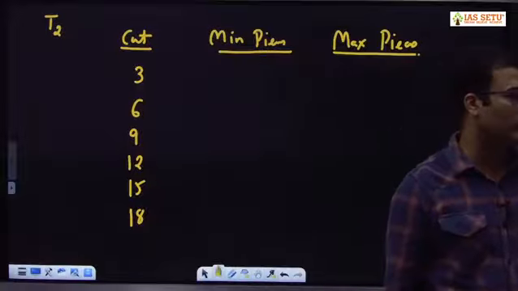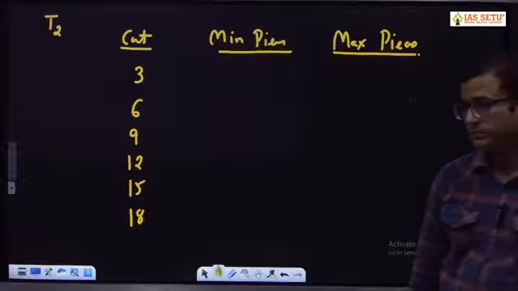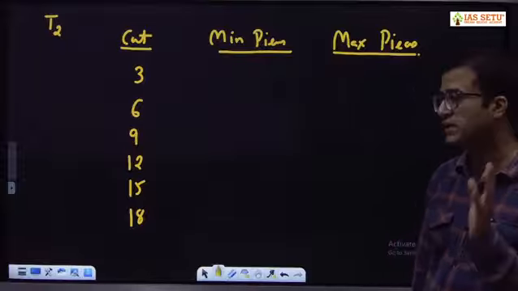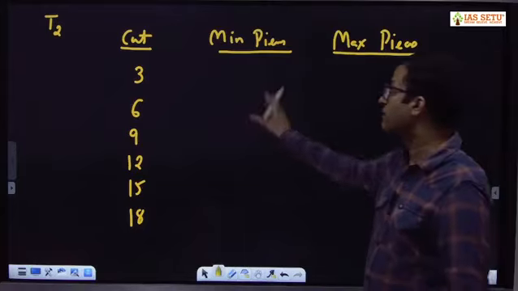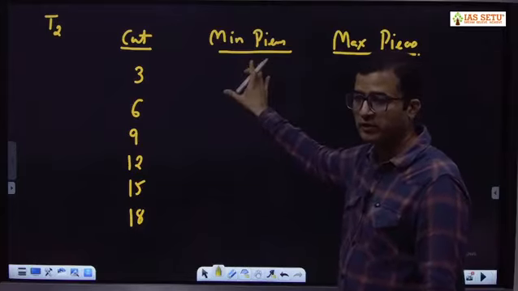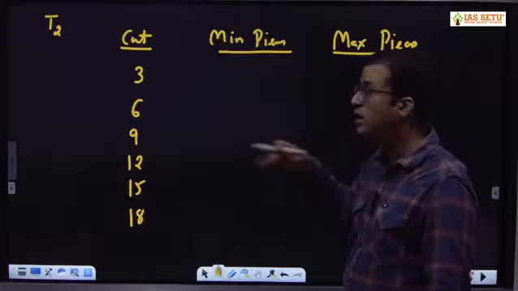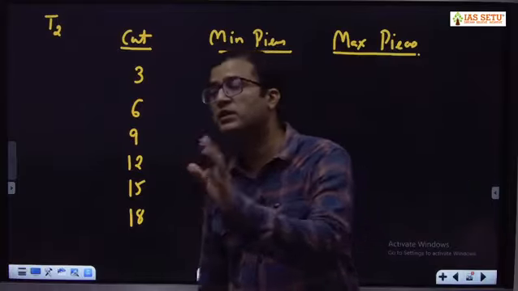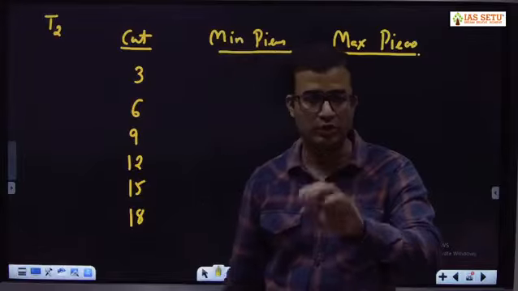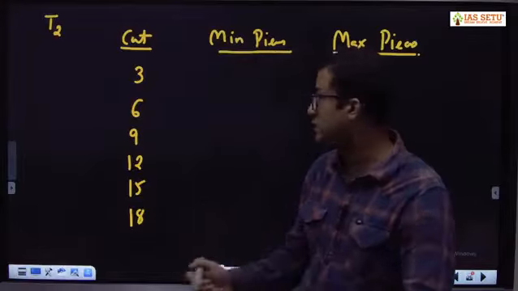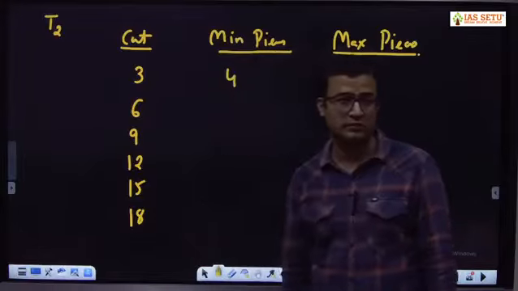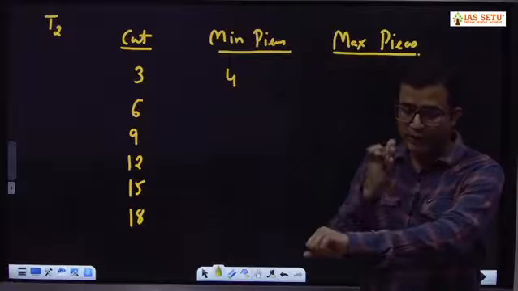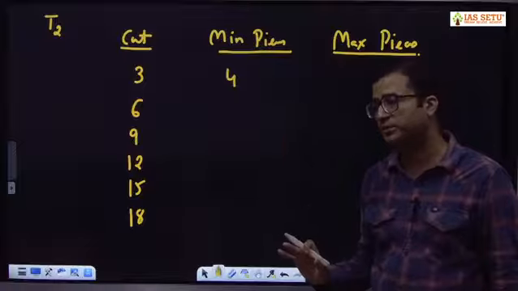The examiner asks you to make 3 cuts on a cake and asks, with 3 cuts, what are the minimum pieces possible, what are the maximum pieces possible. My favorite, I always believe in division of labor. 50% work I will do, and my favorite one is minimum pieces. Tell me, with 3 cuts what are the minimum pieces possible? 4. You put 3 cuts on one axis, you get minimum pieces 4. With 3 cuts, fewer than 4 pieces will never be made. The moment you put 3 cuts, minimum 4 pieces.